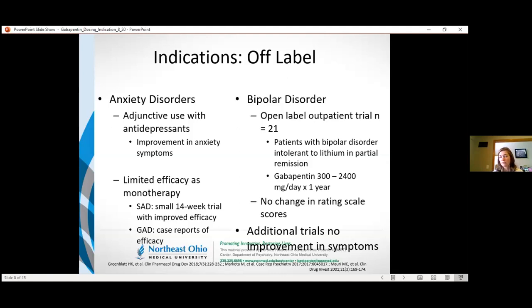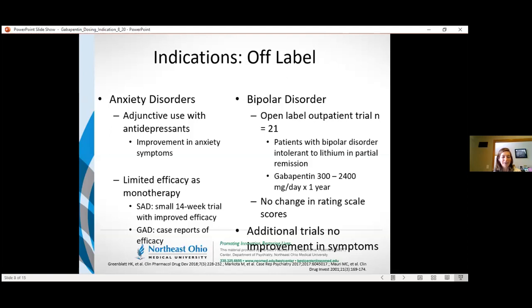If it's used alone, we don't have as much evidence as what we have with pregabalin. So for social anxiety disorder, there is one small 14-week trial that said there was improvement with gabapentin. And then with generalized anxiety disorder, there's a couple case reports of efficacy, but there also was a controlled trial that didn't see any improvement. So it's not as consistent as a monotherapy as being the only treatment for anxiety disorders that gabapentin can truly stand alone. It looks more like its role would be in combination with something else, especially the antidepressants.